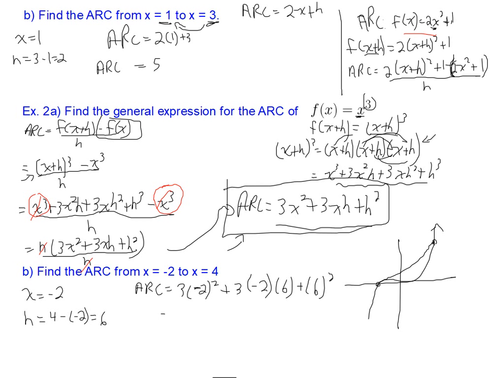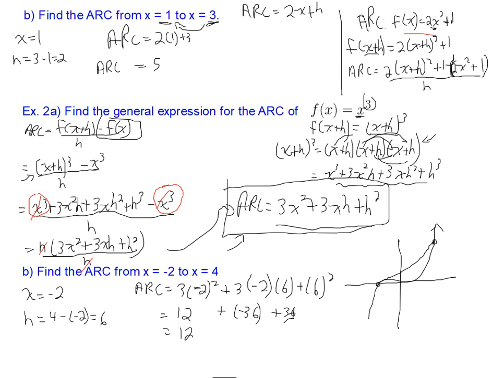And then we could just work this out. Negative 2 squared, don't forget your order of operations, is 4. 4 times 3 is 12. And then here, negative 2 times 6 is negative 12, times 3 is negative 36. And over here we'll have a positive 36. Isn't that nice? Negative 36 and a positive 36. That gives us an average rate of change of 12.